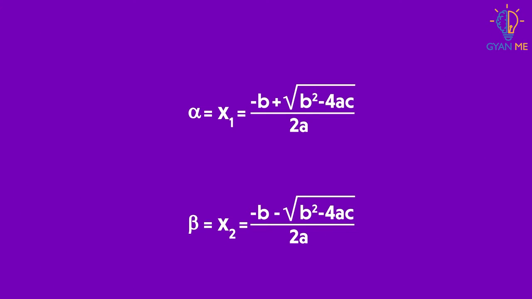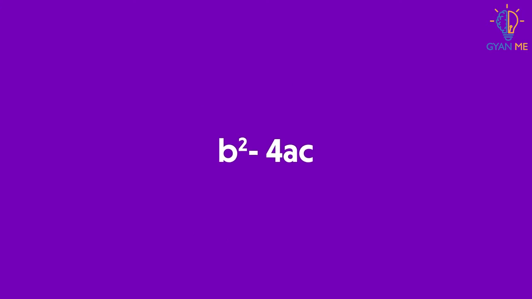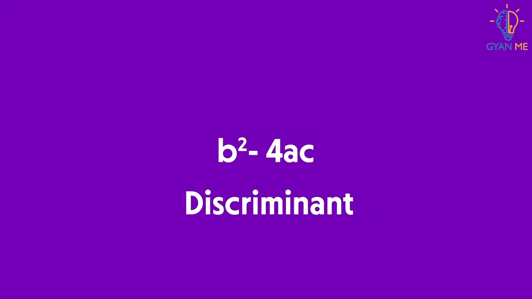Now students, can you observe a term which is present under the square root? Yes, it is b square minus 4ac. This term is called the discriminant. It helps us to decide the nature of roots without even actually finding the roots. We will study this in our next video. For now, let us solve one example to understand the use of this quadratic formula.